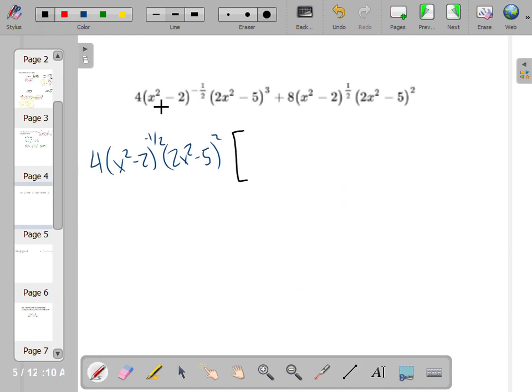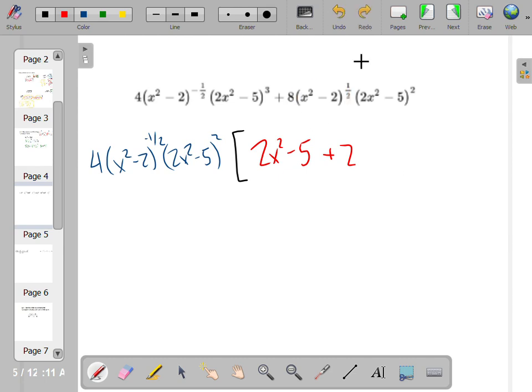I'm going to think about what's left if I factor that out. So if I factor that out, factor out the 4, factor out the negative 1/2. I had 2 of these, but I need another one. So 2x squared minus 5 to the first. I can just write it like that. Plus 4 times what gives you 8? 2. This is where we've got negative exponents.